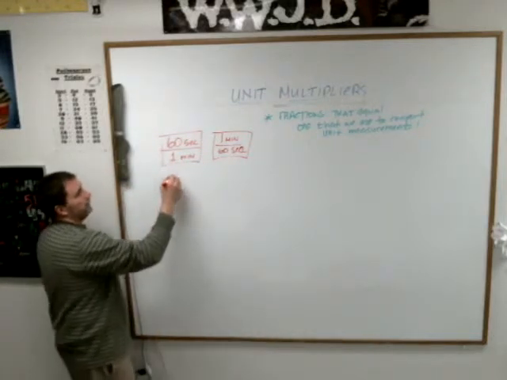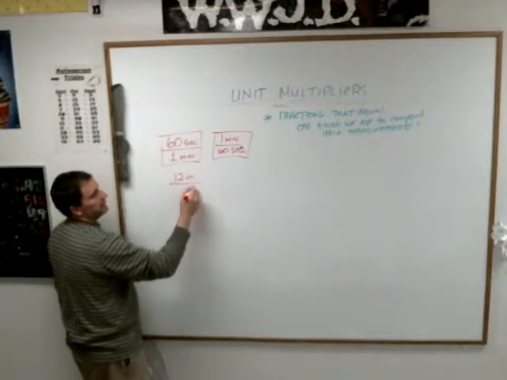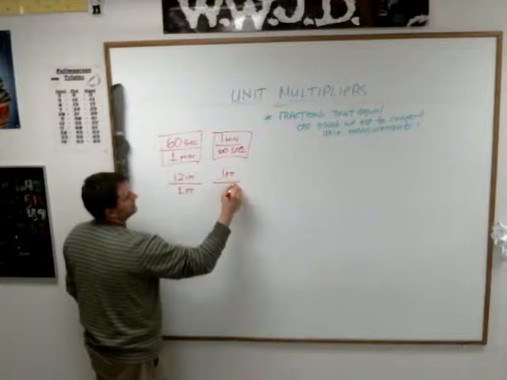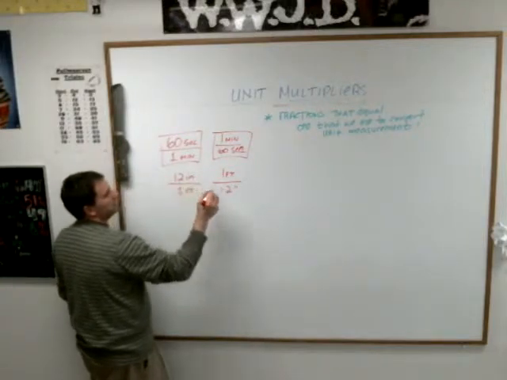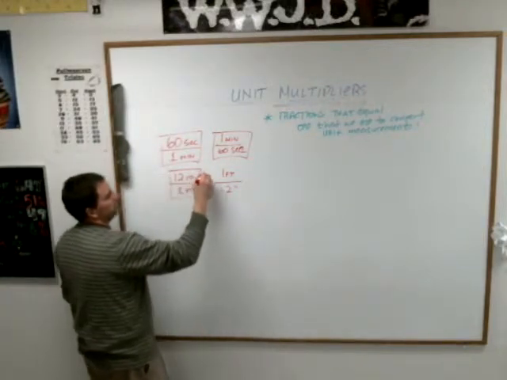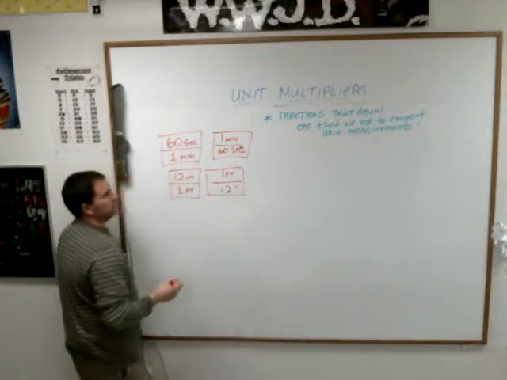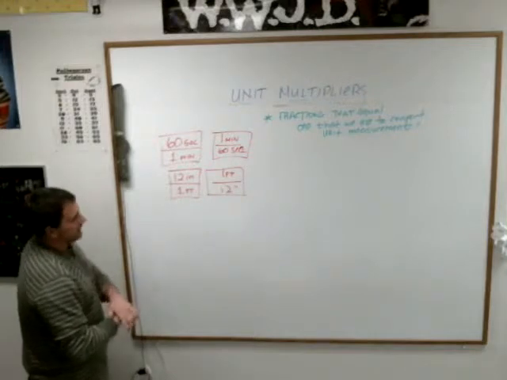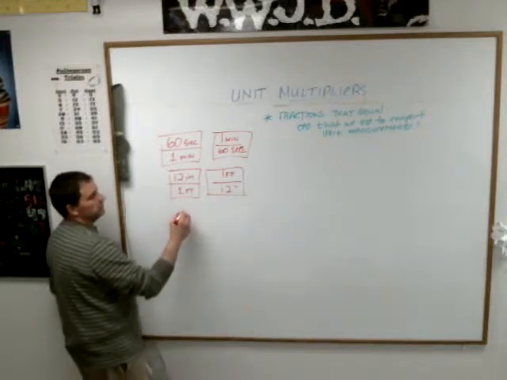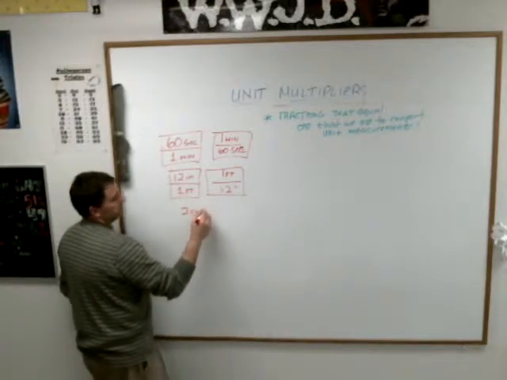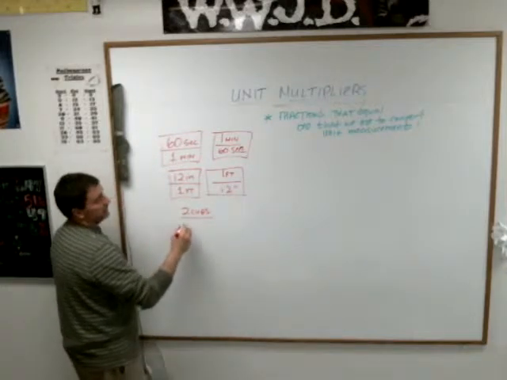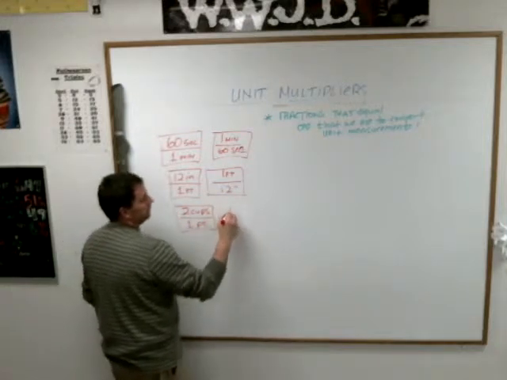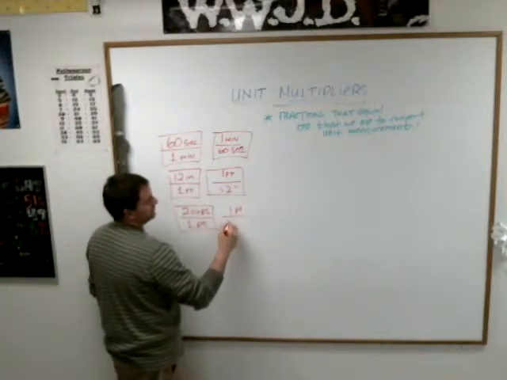This is a unit multiplier. You could do 12 inches is the same as 1 foot, or 1 foot is the same as 12 inches. Those are 2 unit multipliers. What else can we do? We got time, we got length. You could do 2 cups is the same thing as 1 pint, or 1 pint is the same as 2 cups.